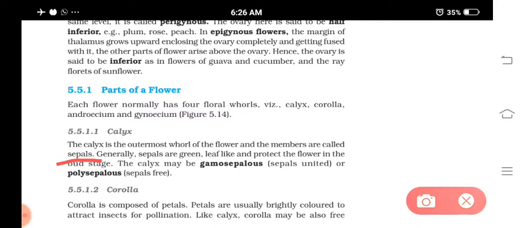The calyx can be gamosepalous. Gamosepalous means the sepals are united, or it can be polysepalous. Polysepalous means the sepals are free. If the sepals are free, then it is known as polysepalous, and if the sepals are united, then it is known as gamosepalous. Is it clear? Gamosepalous and polysepalous.